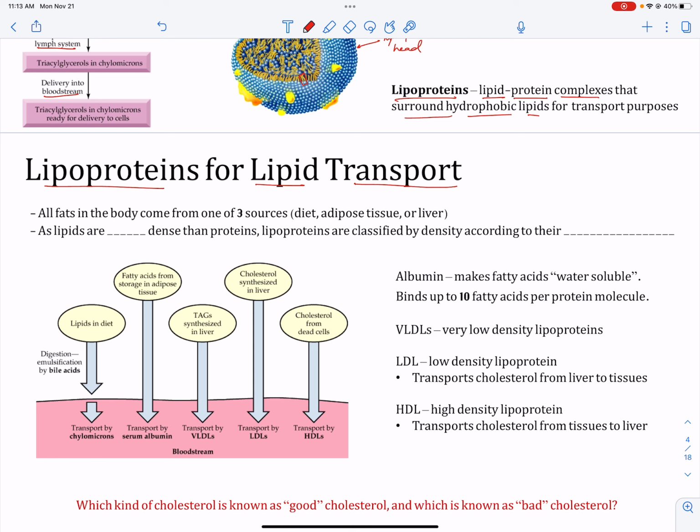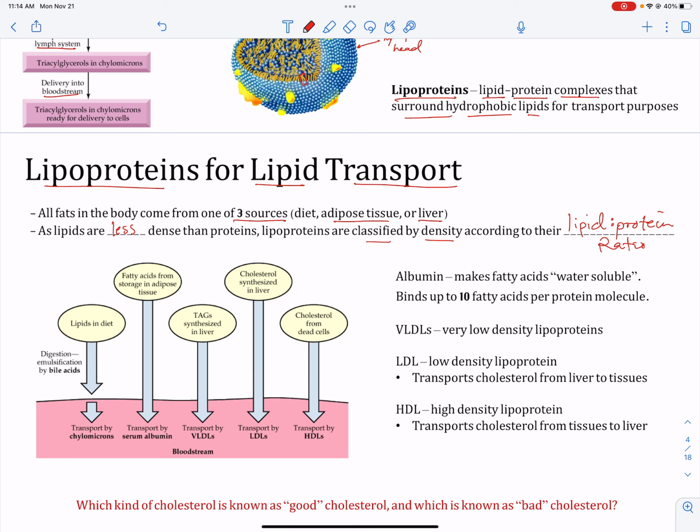So all fats in the body come from one of three sources. Either we eat them, they are present in our adipose fat tissue, or they are in the liver. And lipids, by the way, are less dense than proteins. So lipoproteins are classified by density according to their lipid protein ratio. If you have a higher concentration of lipid in your lipoprotein, you'll have a lower density. If you have more protein in your lipoprotein, you'll have a higher density.